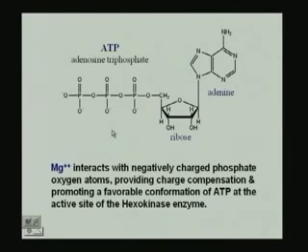and also promotes a favorable conformation of ATP at the active site of the hexokinase enzyme. We're not going to look at the details of how the enzyme is working, but we have magnesium in this set so that the ATP can be favorably interacted with the magnesium, because we are finally going to break the final phosphate bond here.